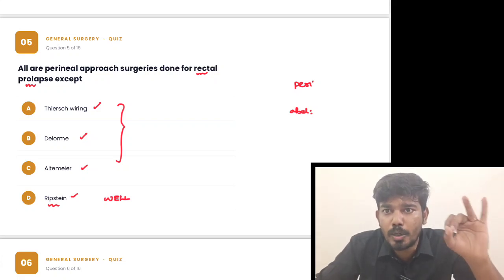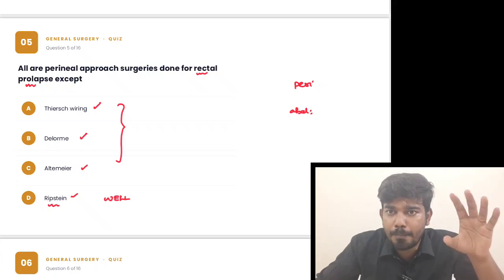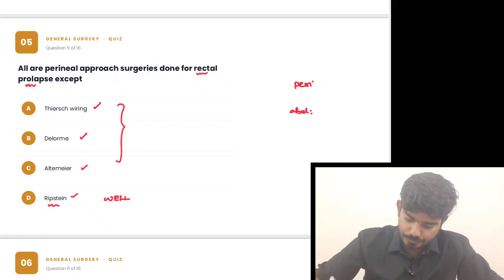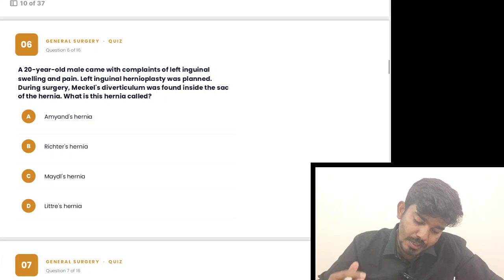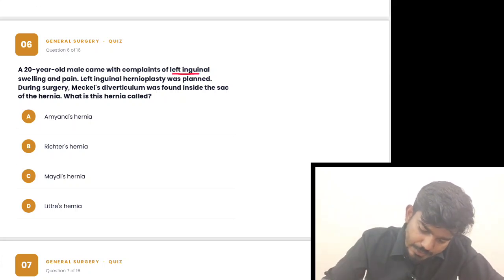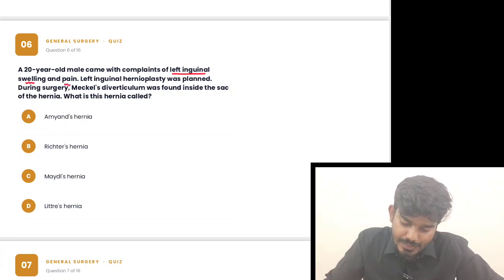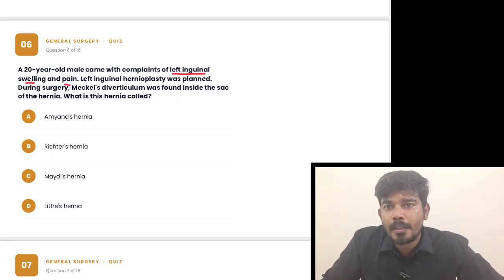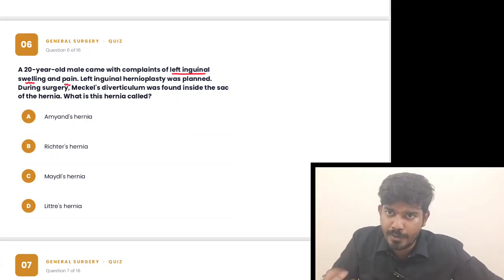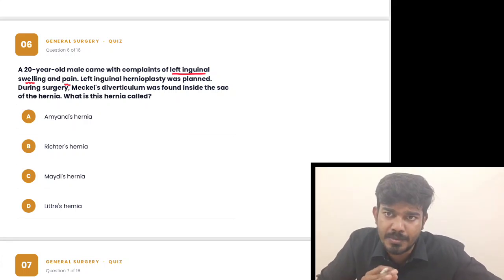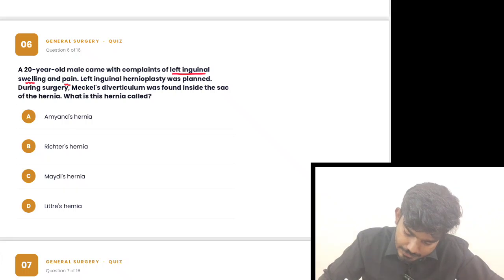Okay, Goldberg, Frickman. It is a type of abdominal surgeries. Then a 20-year-old male came with complaints of left inguinal hernia, inguinal swelling and pain. Left inguinal herniaplasty was planned. During surgery, Meckel's diverticulum was found inside the sac. What is the hernia called? If it is an inguinal hernia or else a femoral hernia, and the Meckel's diverticulum is the content, it is called Littre's hernia.